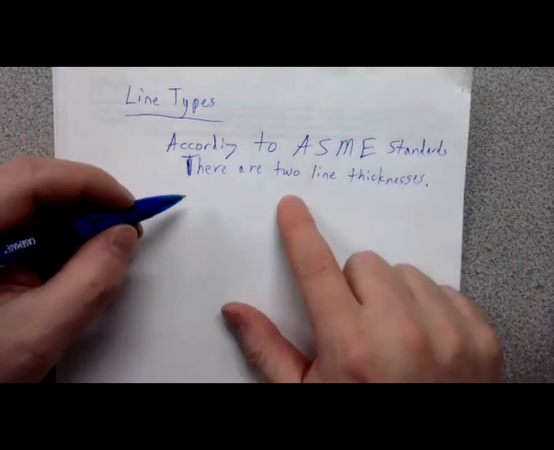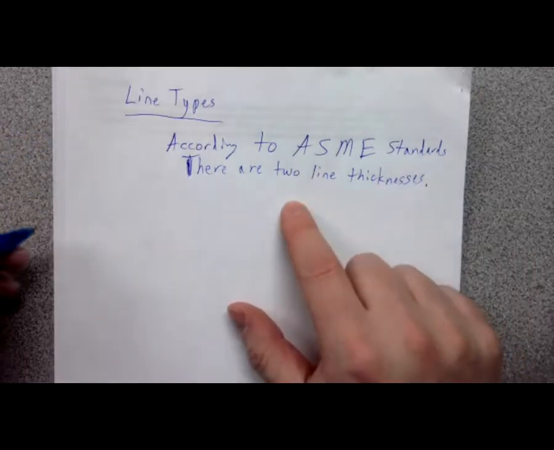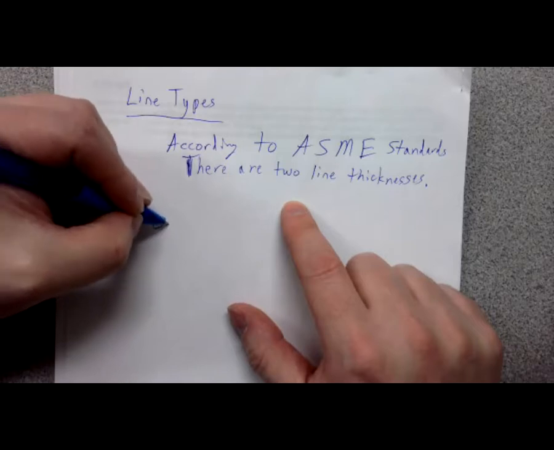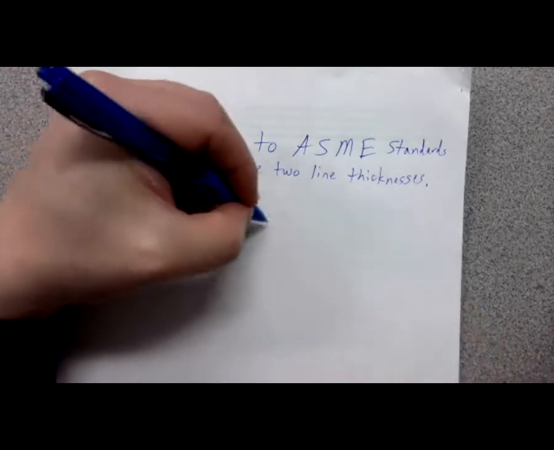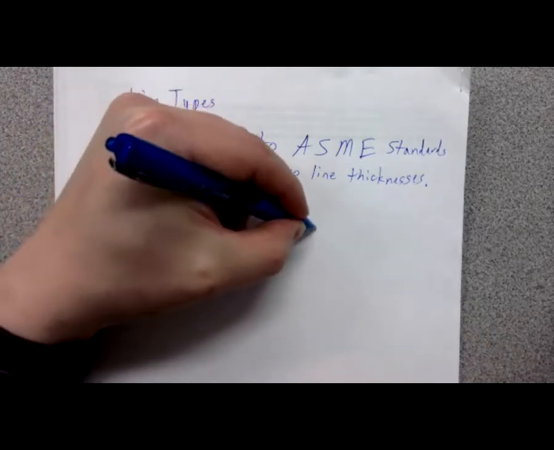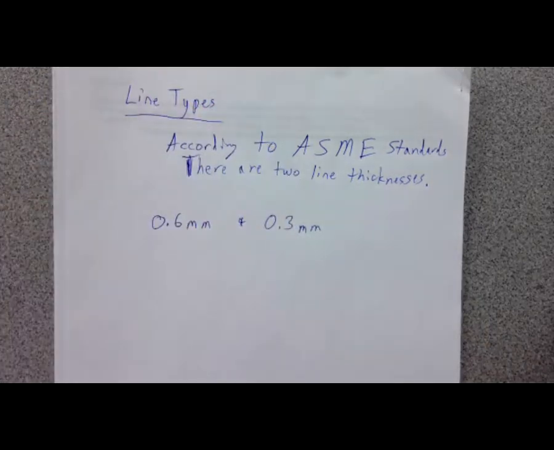So according to the ASME standards, there are two thicknesses those lines can be, and they are defined as 0.6 millimeters and 0.3 millimeters. So as you're drawing on your paper, keep in mind, I'm going to go back later with my ruler and measure your lines to make sure they are 0.6 millimeters and 0.3 millimeters. And I see some smiles. Some of you realize I'm being sarcastic here. Now, I'm not going to do that. I'm not going to measure your lines to make sure that they are conforming to this standard.